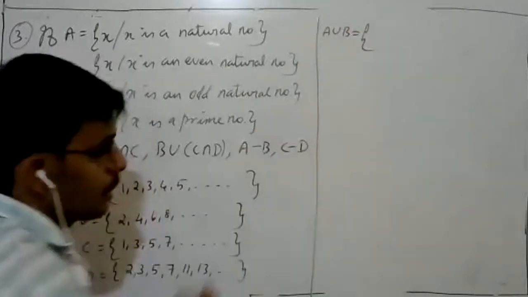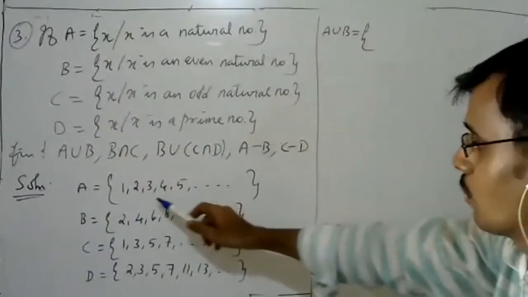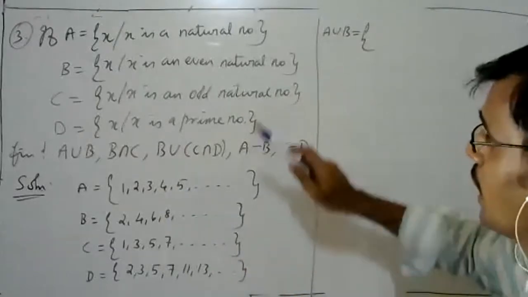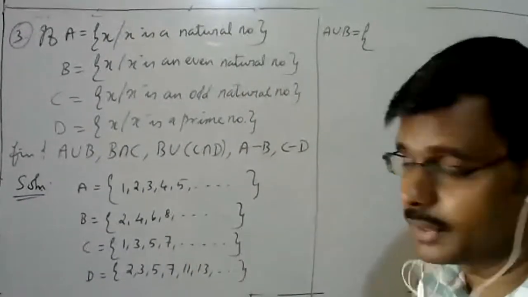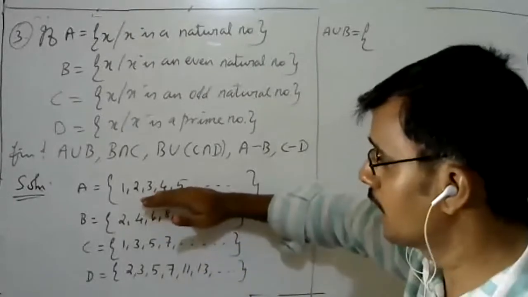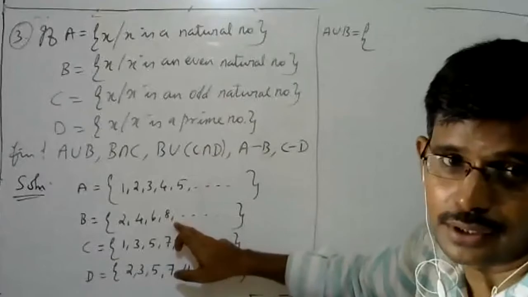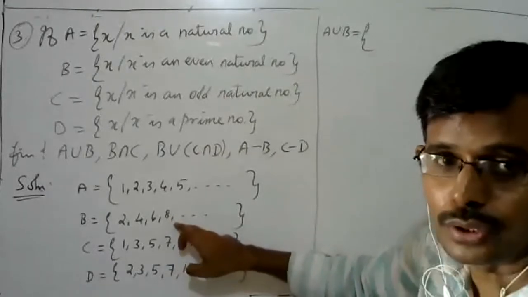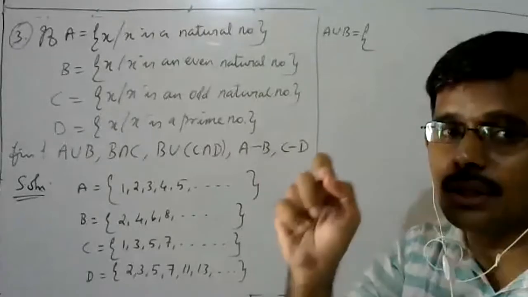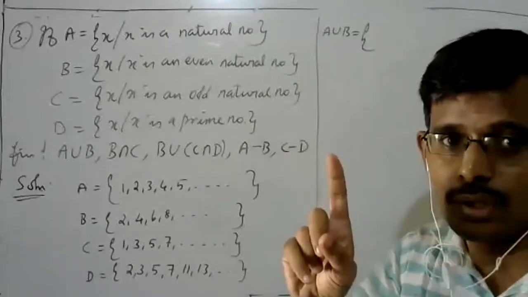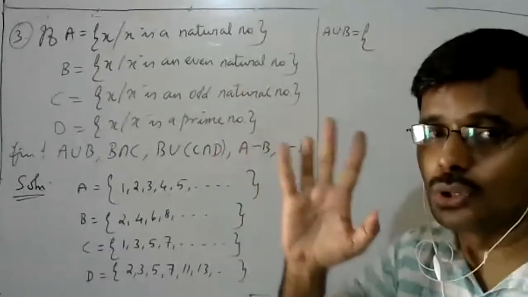Okay, what is my A union B? What is A? X is a natural number. 1, 2, 3, 4, 5, 6, 7. Right. B, x is an even natural number. Take the union. Union means, first of all, write all the elements of A and then write all the elements of B. Add, include. Okay. And if any element is repeated, write the repeated elements only once. No need to write one element 2 times, like 1, 1, 2, 2. No need to write that.